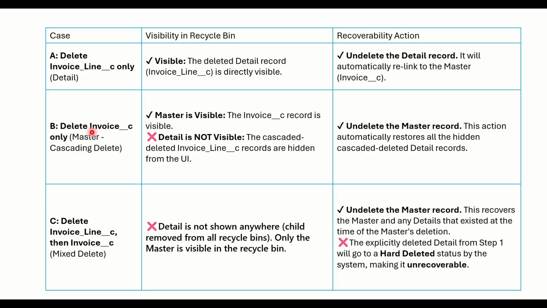Okay, now case 2, when you delete the master object, your parent object. So now I'm going to delete the invoice. Here, as I said, the children will not be visible in the recycle bin, but if you undelete your master record, everything will come back. So here you will delete one invoice record, the parent record. The recycle bin will show only one deleted record. It will not show the children records. But you can restore everything over here. You will undelete the master record and this will automatically restore all your detail records, all your child records also.